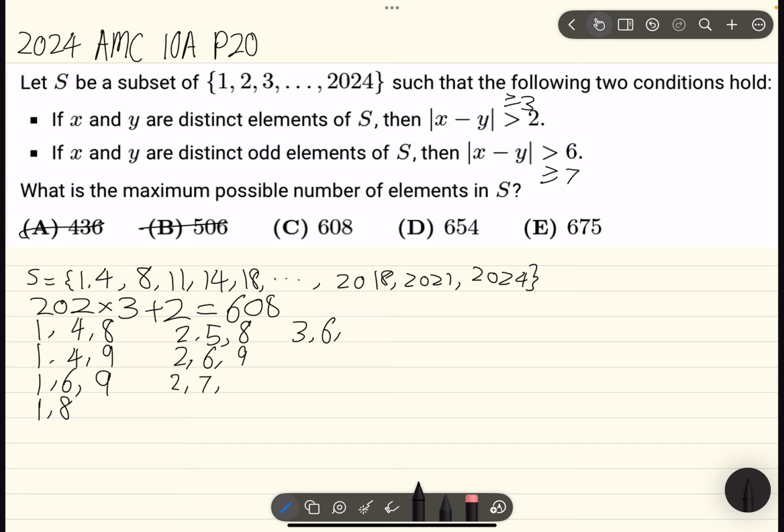So no matter what 3 elements you choose, the maximum number would be 608. Why? Because 2021 and 2024 fit right in. If you chose some other number, if you started with 2, and it's like 2, 5, 8, then this would be 2022, 2025, which is not even in this subset. So S would have 607 elements, which is even worse because we want the maximum possible number of elements. So the answer is obviously C.